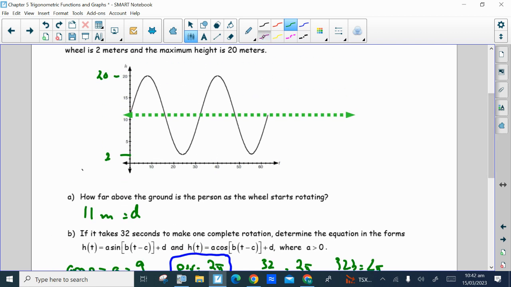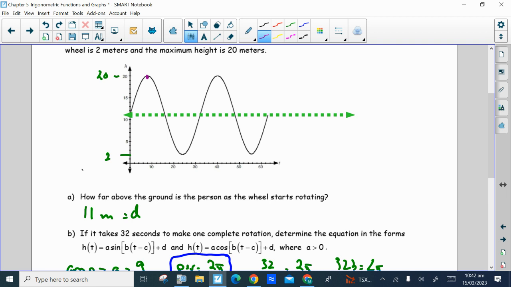But for a cosine graph, there would be a phase shift. Because remember, cosine starts at the maximum, which would be right here. So it shifted over to the right. Now, we need to figure out what that horizontal phase shift is.